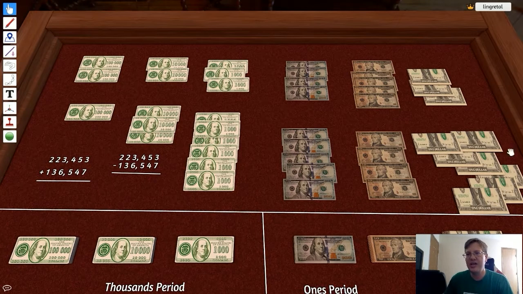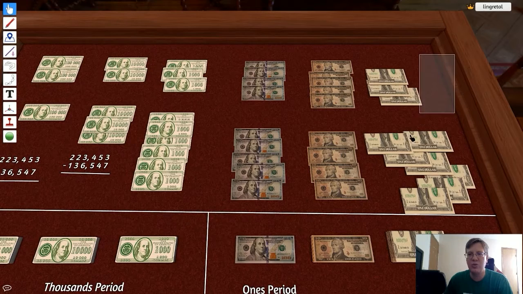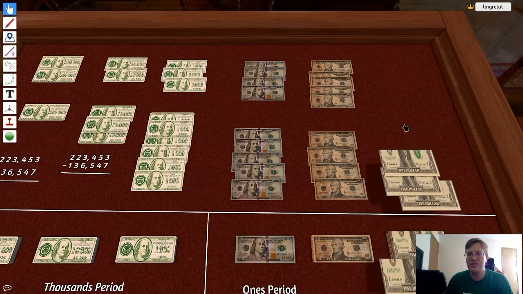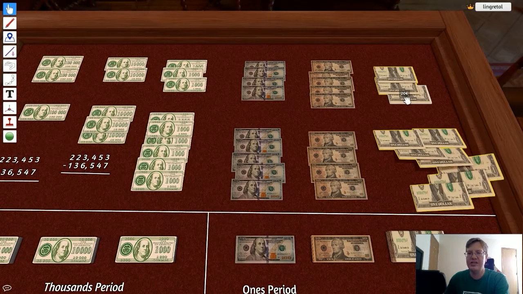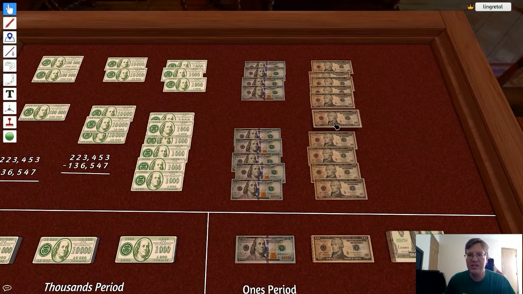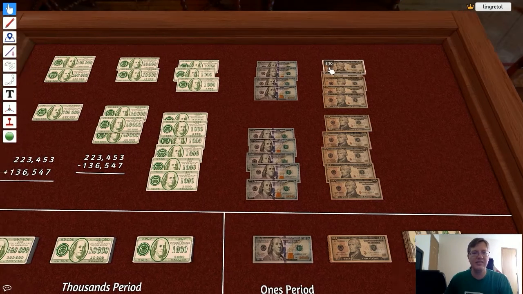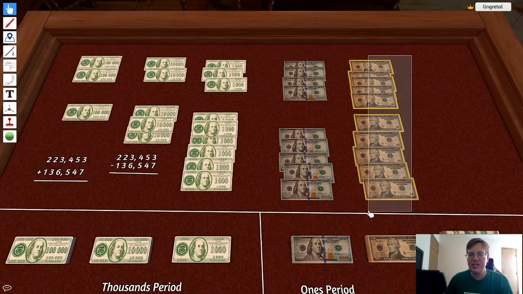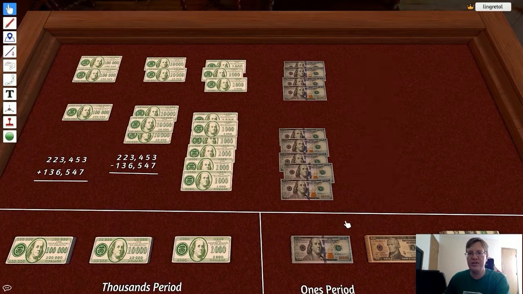First thing I'm going to do is go ahead and add my ones. So I'm going to have 7 plus 3, which is going to give us 10, which means I can go ahead and regroup these 10 ones and exchange those for a $10 bill. So my $10 bill comes over here. I'm not going to have a value in my ones place now. I now have 1, 2, 3, 4, 5, 6, 7, 8, 9, 10 tens. So I can exchange my $10 bills for a $100 bill.